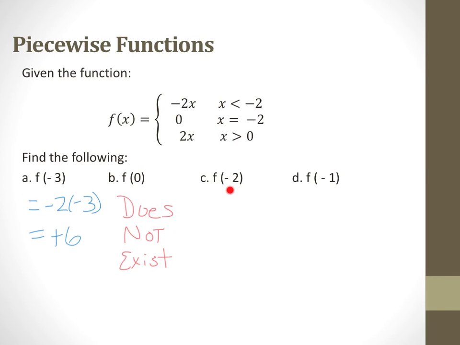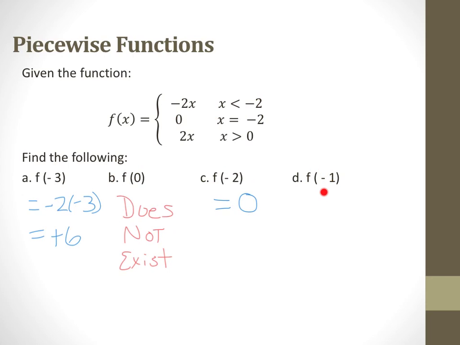Let's look at the next one, f of -2. So what is the y value when x is -2? Well, the first one is x less than -2, and it's not that, it's this one, x is equal to -2. So we pull this y value 0. It really doesn't matter what we have here when x is -2, we just pull this y, there's no substituting to do, we just get 0. So we always get 0 when x is -2.